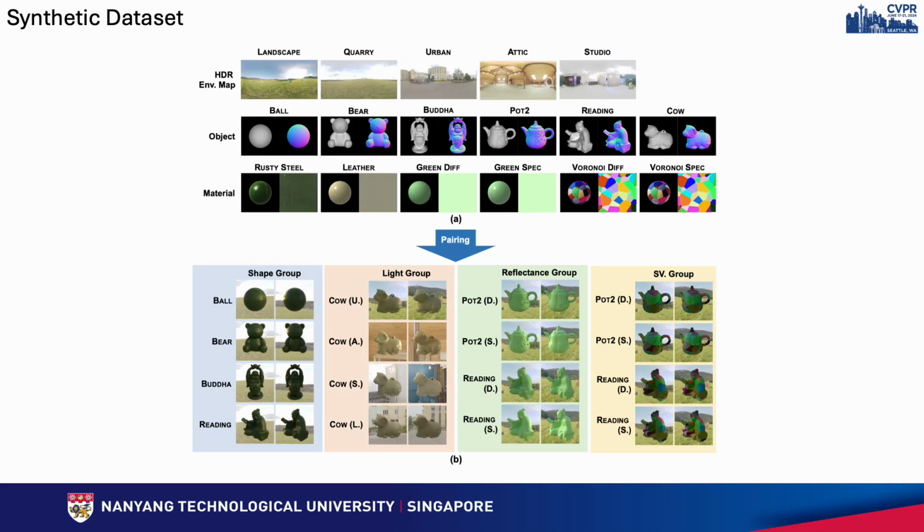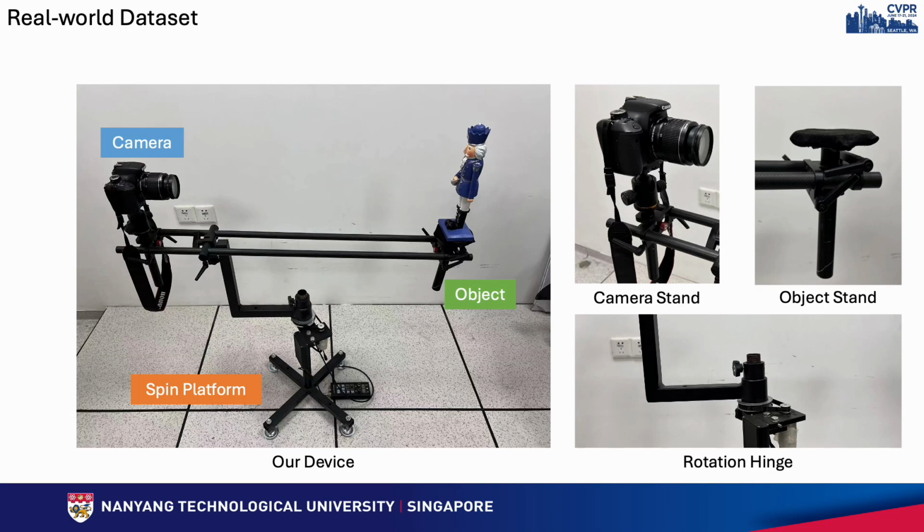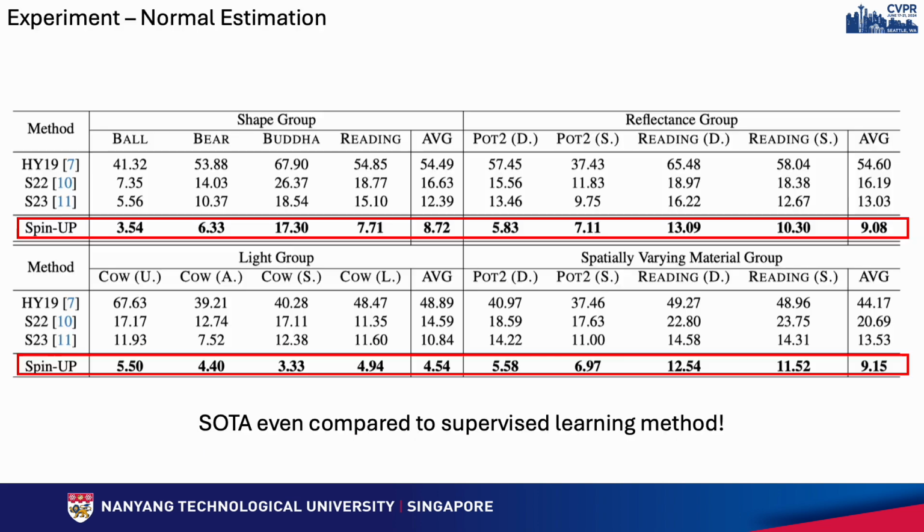In the experiment section, we validate our method on both synthetic and real-world datasets. We generate the synthetic dataset using Blender. When acquiring the real-world dataset, we utilize a custom device. The experiment results demonstrate that even compared to the latest supervised learning-based method, we achieve state-of-the-art results in estimating surface normals on synthetic datasets.